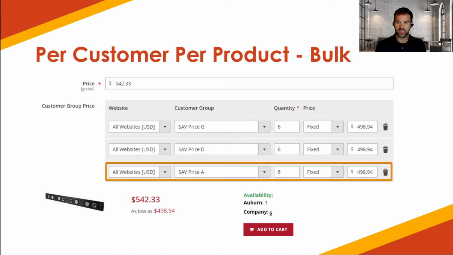Now again, an important thing to understand about Magento is that out of the box, this behavior is the price, it's the bulk price for the bulk amount of that particular product. It's not a total of products in the cart, it's a total of that particular product in the cart.